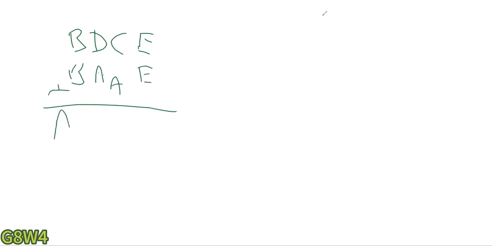In a cryptarithmetic puzzle, different letters represent different digits and the same letter always stands for the same digit. Given that the equality of the puzzle BDCE plus BDAE equals AECBE holds, what digit does the letter D represent? Okay, so we have the number BDCE, and then BDAE, and then we get AECBE.